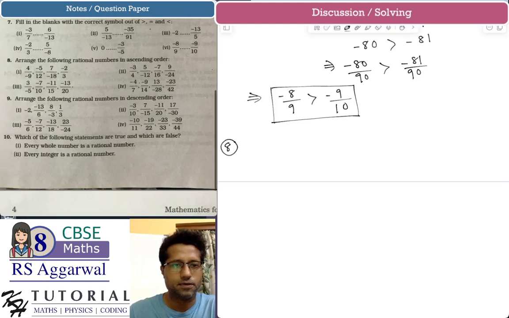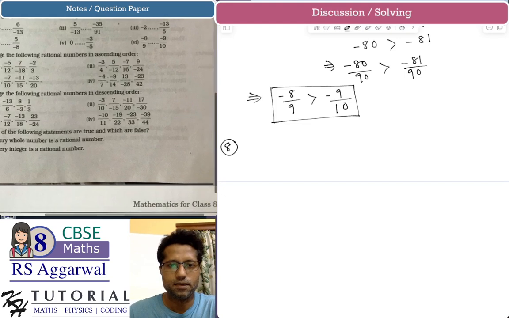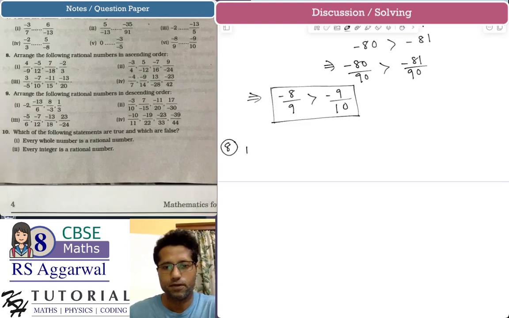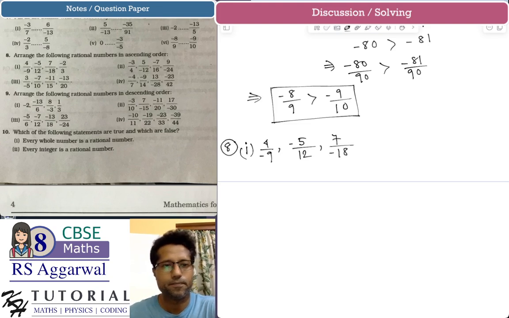Question number 8 says, arrange the following rational numbers in ascending order. We have to arrange the given rational numbers in ascending order. The first part is 4 by 9, minus 5 by 12, 7 by minus 18 and minus 2 by 3. So first we have to convert all the rational numbers to their standard form.